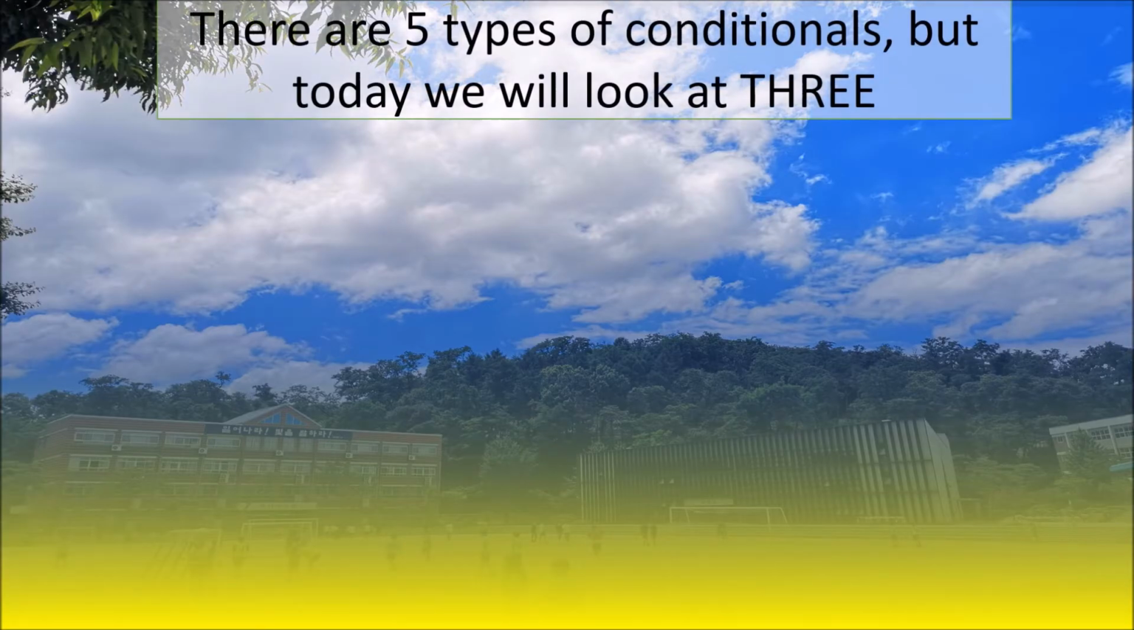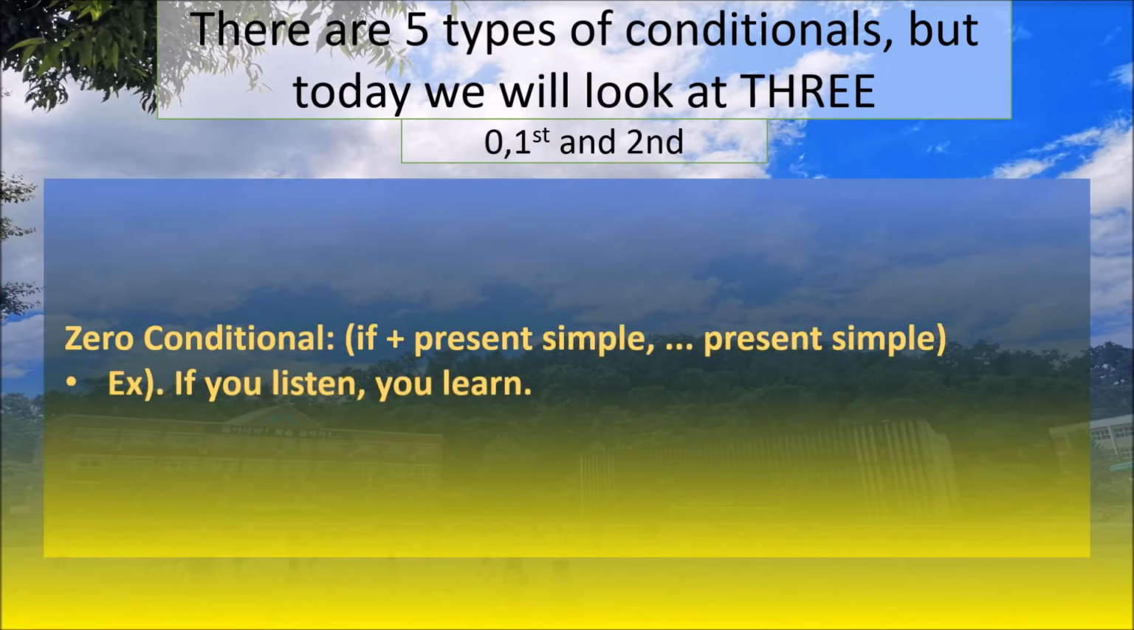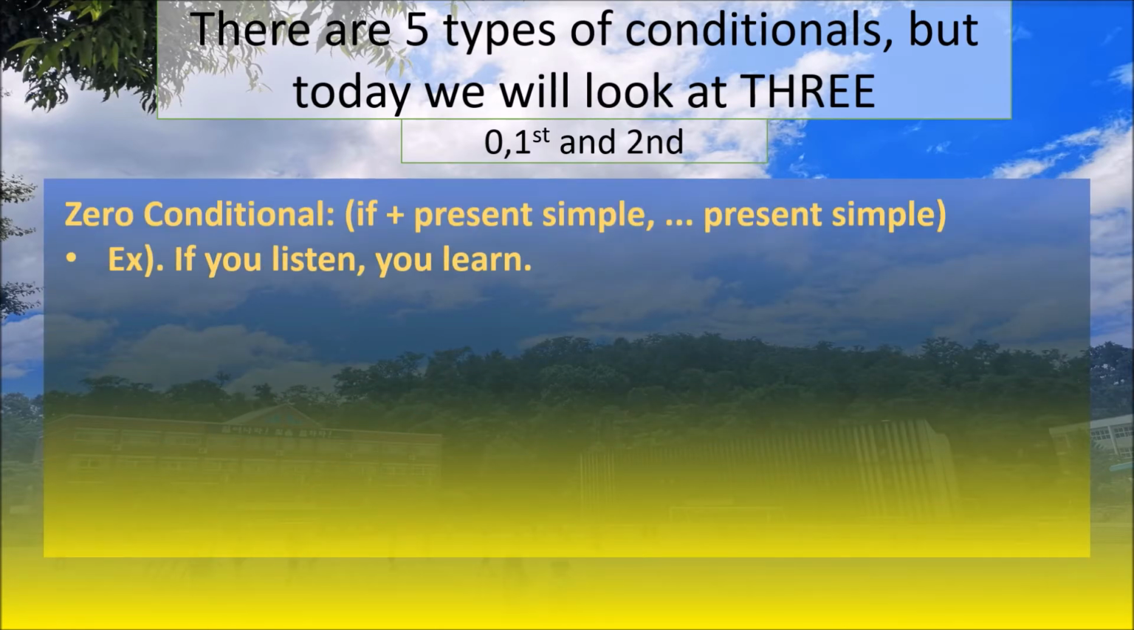There are 5 types of conditionals or conditional sentences, but today we will look at just 3. The zero conditional, the first, and the second. So the zero conditional simple form is if plus present simple verb, present simple verb. Example, if you listen, you learn.